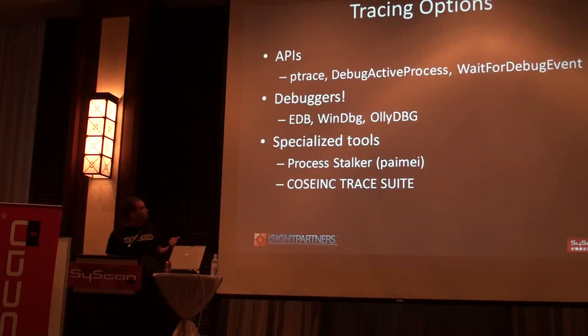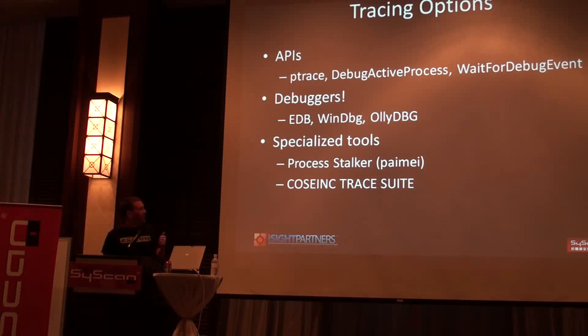You have debuggers you can use. EDB is one of my buddy Evan's debuggers, on Linux. You have WinDbg, which sucks, and you have OllyDbg, which is great. Clicky, clicky, clicky. And you also have specialized tools that you can use to trace execution. Pedram came out with Process Stalker in 2006, which is now called PaiMei. You can think of it as a fuzzing or reverse engineering suite of Python and other tools. And you have the code coverage tracing suite that The Grugq put out.